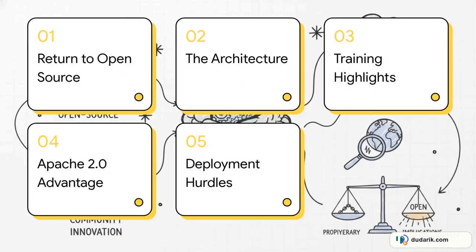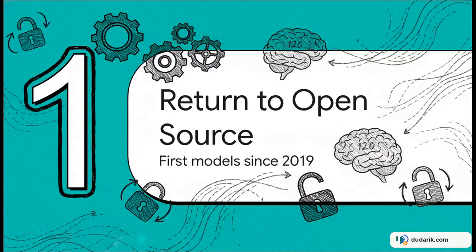Here's our roadmap for the explainer. We'll start with OpenAI's return to open source, move into the architecture under the hood, check out the capabilities and training highlights, discuss the Apache 2.0 advantage, and finally, wrap up with developer deployment considerations. Let's kick off with Section 1. OpenAI returns to open source, delivering their first open-weight models since 2019.